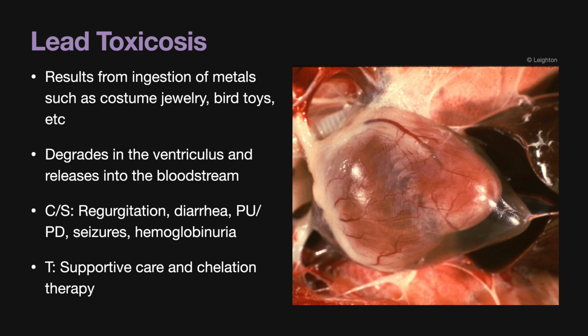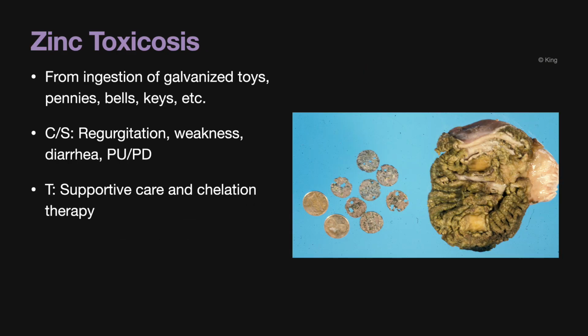Lead toxicoses can occur from ingestion of metals such as costume jewelry, bird toys, etc. These metals degrade in the ventriculus and release lead into the bloodstream. Clinical signs include regurgitation, diarrhea, PUPD, seizures, and hemoglobinuria. Treatment involves supportive care and chelation therapy. Zinc toxicosis can cause similar clinical findings, but results from the ingestion of galvanized toys, pennies, bells, keys, etc. Again, treatment involves supportive care and chelation therapy.